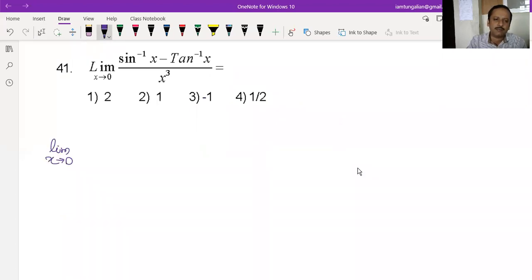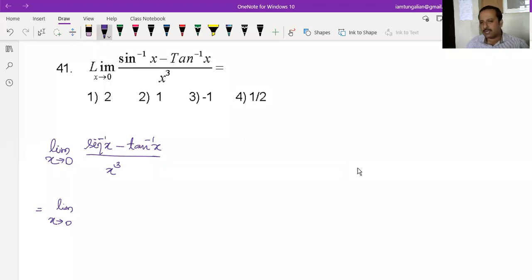For this problem, earlier we had one problem in terms of tan, sine and x cube in the denominator. For that problem, I had suggested not to use L'Hospital's rule. Now if I directly apply the limit, I'm going to get sine inverse 0, which is 0. Tan inverse 0 is also 0. Denominator x cube also 0. So the limit as x tends to 0 of sine inverse x minus tan inverse x divided by x cube, if I directly apply the limit, we are getting 0 by 0.